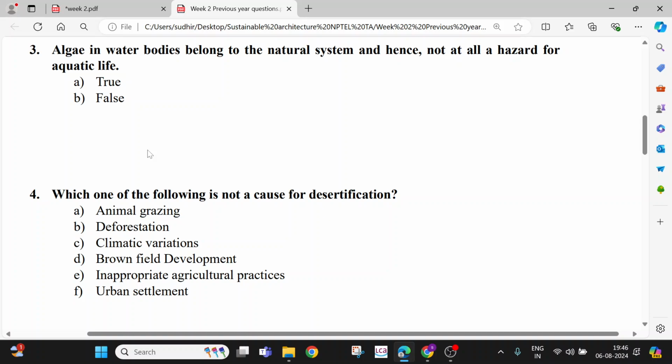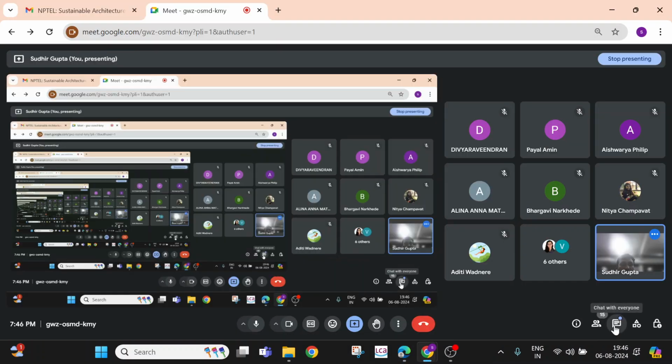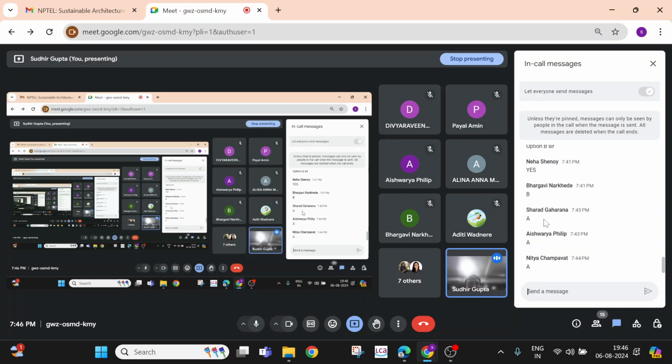Animal grazing cannot lead to desertification. So option A, how many? Let me see in the chat box. Option A. That's why these questions are shown. Somebody is saying option D, somebody is saying option A.